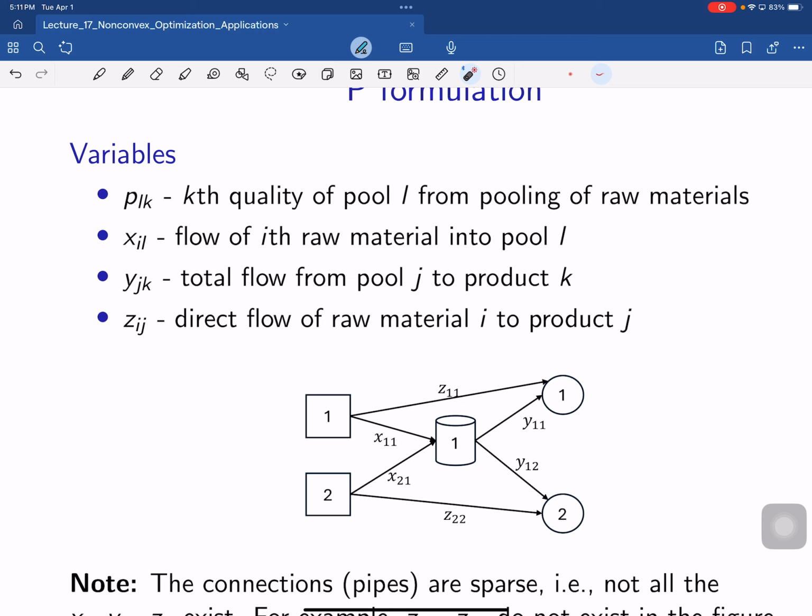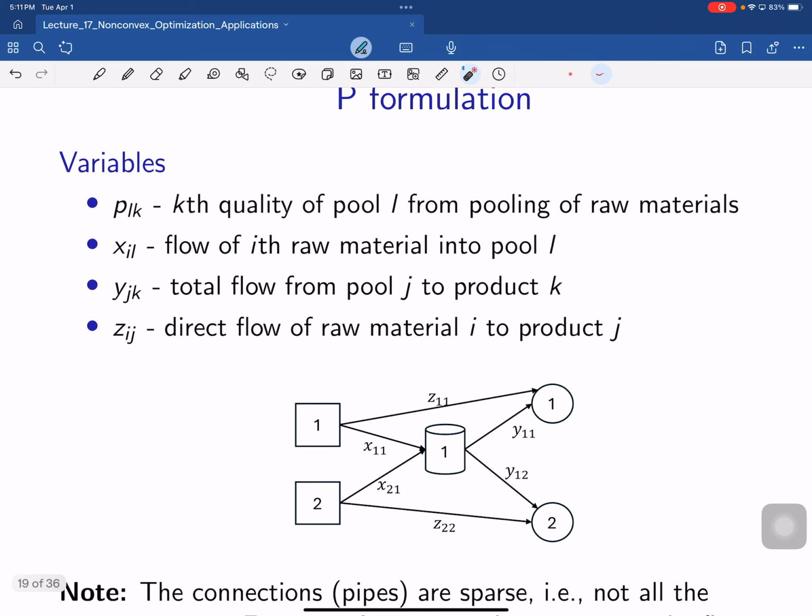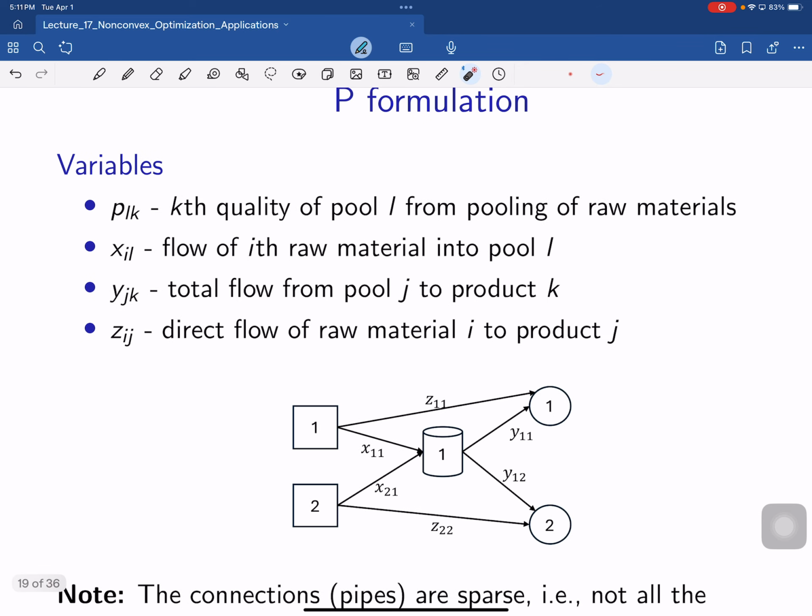And then we also need to check the quality, right? Because there are some quality specifications like sulfur concentration. Therefore, you define this variable p_lk that represents the quality of pool l, from pooling of raw materials, quality k, right? Because after you mix the material at the pools, then you have a different quality than the raw materials. You are mixing raw materials at the pools, and its quality will change after mixing those raw materials. Therefore, you define a variable to keep track of the quality.